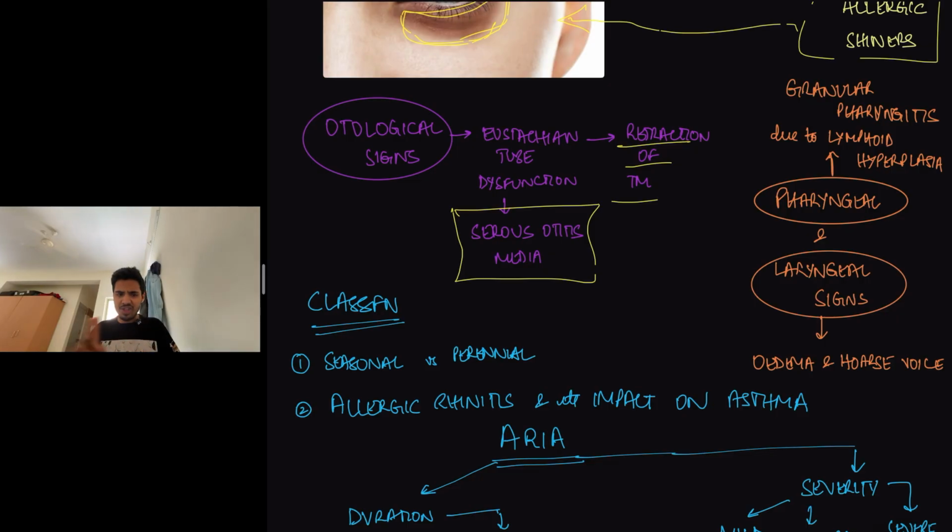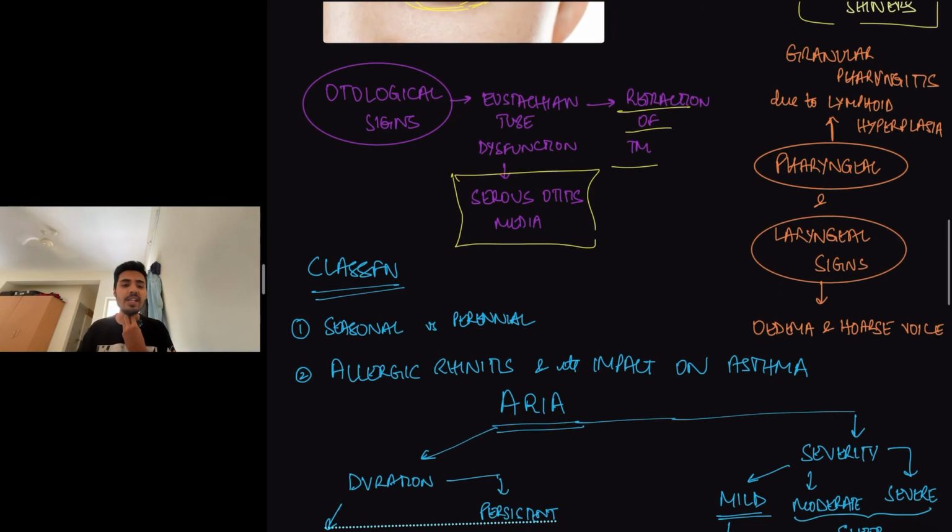There is no infection. I repeat, it is because of inflammation causing blockage and then dysfunction. So it is not suppurative otitis media, it is serous otitis media. You have clear jelly-like fluid. Then in the pharynx, you have lymphoid hyperplasia that causes granular pharyngitis.